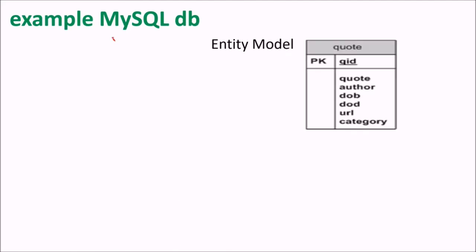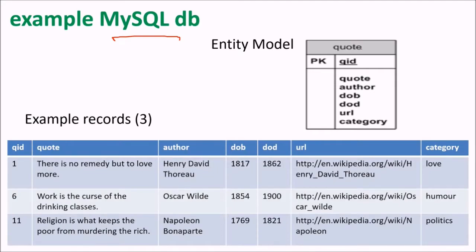So we have an example MySQL DB also. This is the entity model. Say we have QID, code, author, date of birth, DOD, the date of death, URL, category. So this is how you can make a MySQL DB.